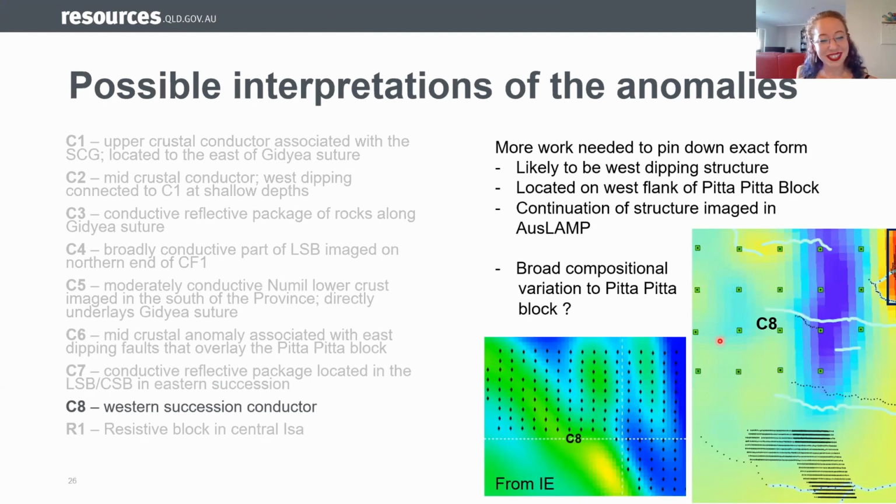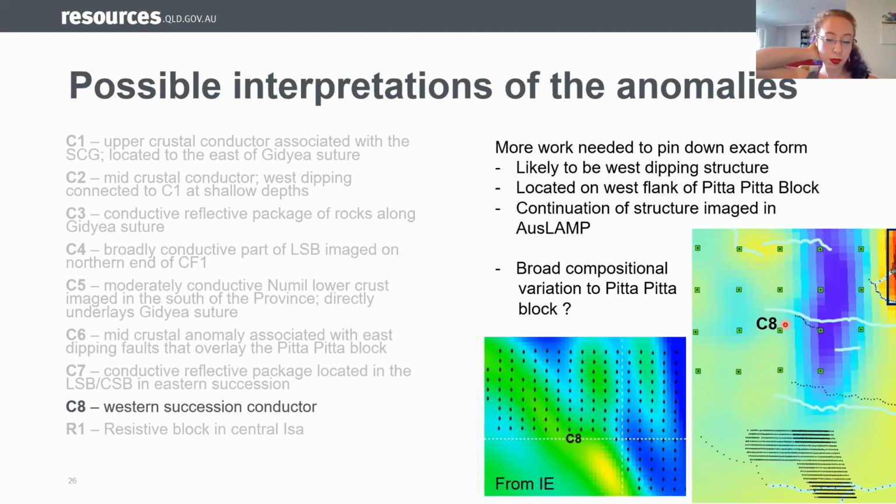And then the last conductor is this C8 conductor down the western side of Mount Isa. This one, I think, needs a lot more work to understand. The inversion models of it are quite variable at the moment, and that's probably got something to do with our current data coverage. My intuition is that it's a west dipping structure. It's most likely located on the western flank of the pitter block, but not in the pitter block. More modelling is needed to confirm that. And it's a continuation of the structure further to the north.